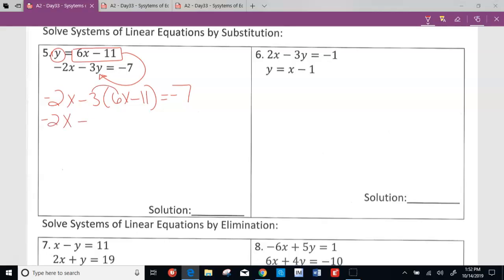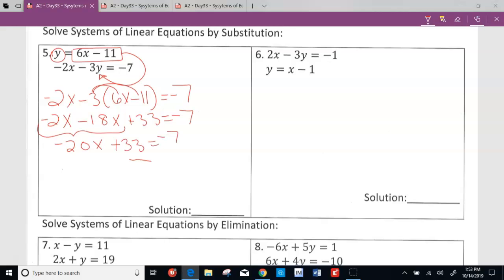Negative 3 times 6x is minus 18x. Negative 3 times negative 11 is a positive 33. I will combine my like terms. Negative 2x minus 18 more x's is negative 20 x's. My plus 33 will come on down.